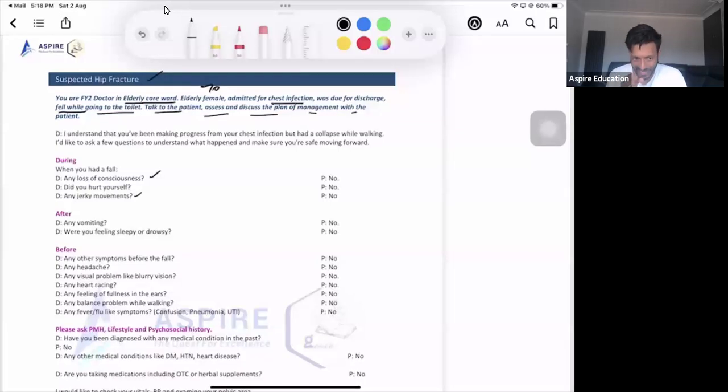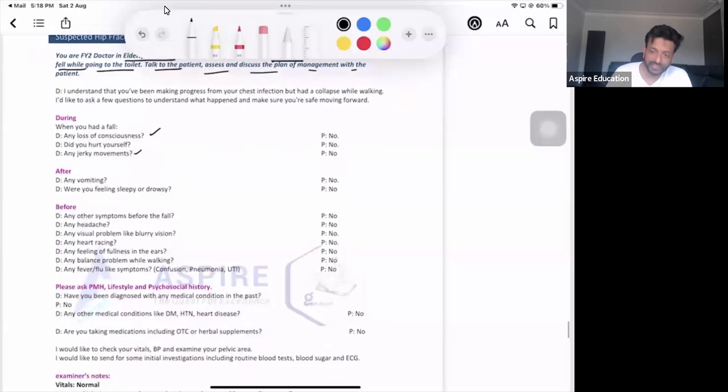And then before, you're trying to find out what could be the reason of this fall. For example, the patient has got any heart problem, for example, any fever, flu-like symptom, because elderly patient, and if you see the patient was admitted because of chest infection only, and any infection in elderly patient is going to be a risk factor for delirium and fall as well. So any fever, flu-like symptom, heart problem, palpitations, eye problem, ear problem, you have to ask in before as well. Because we're trying to find out the reason, right? And then ask for the chest infection as well.